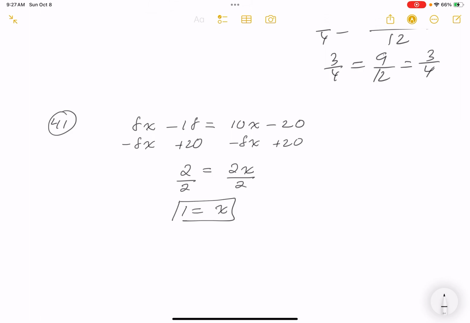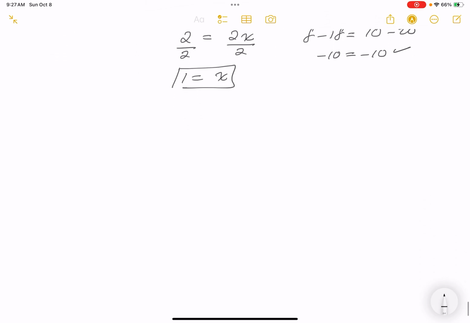You know, I'm going to check it. I check it in the original. It's 8 minus 18 equals 10 minus 20. 8 minus 18 is minus 10, and 10 minus 20 is minus 10. All right, let's go to 41. I'm sorry, 42. And let's write that down.